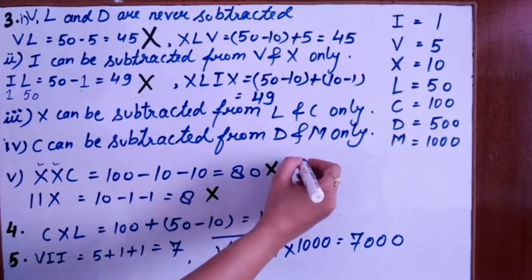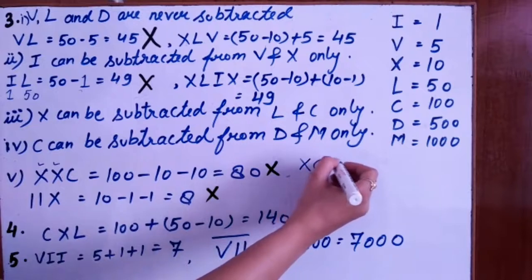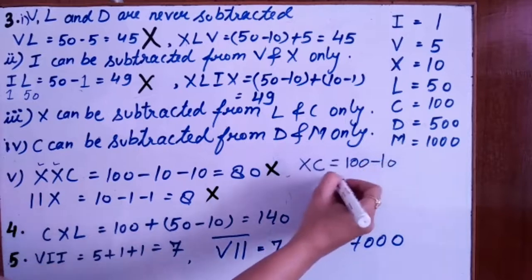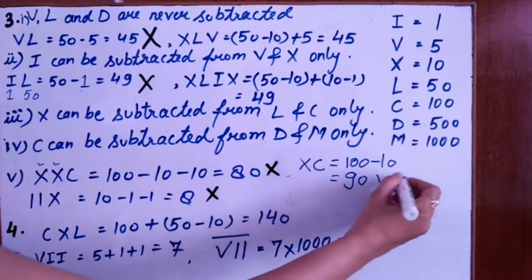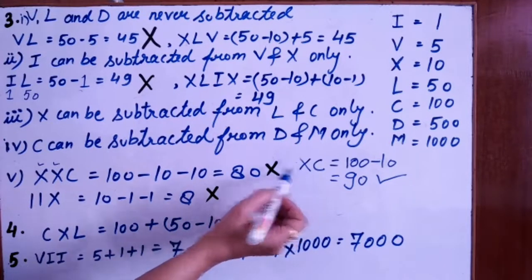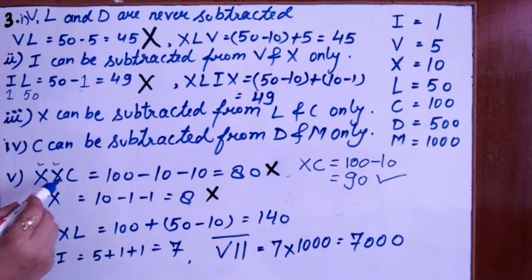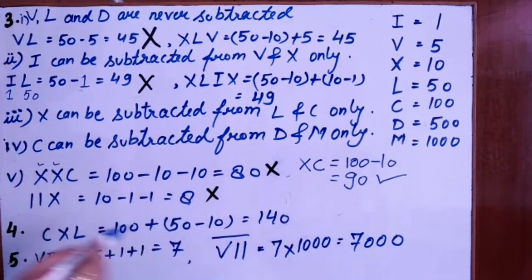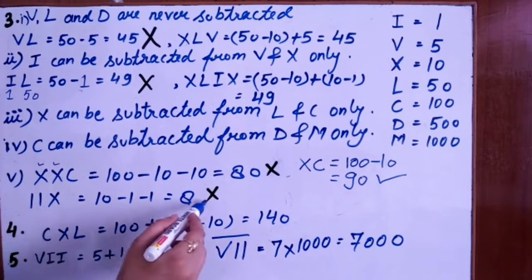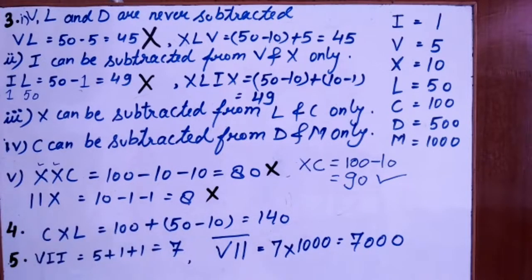What is the correct one? XC. 100 minus 10 is equal to 90. This one is correct, because here X is only one time and here it is 2 times. That's why this one is wrong and this one is correct. Similarly, this one. I has a smaller value than X and it is 2 times. That's why this one is wrong. Understood?